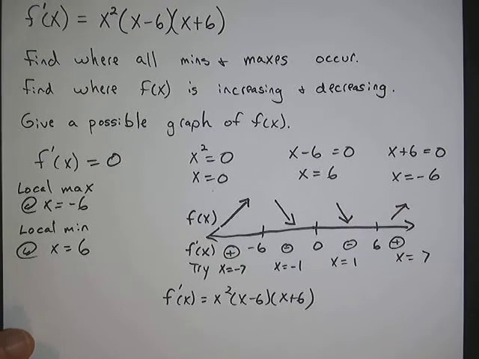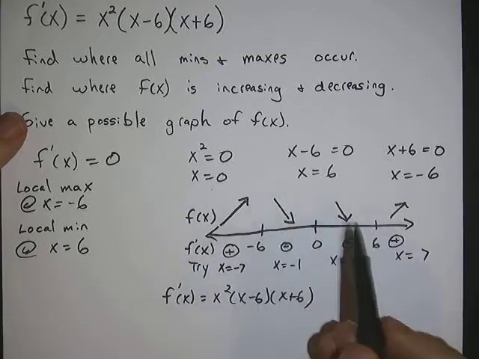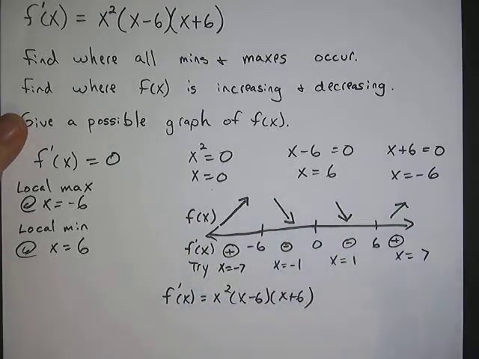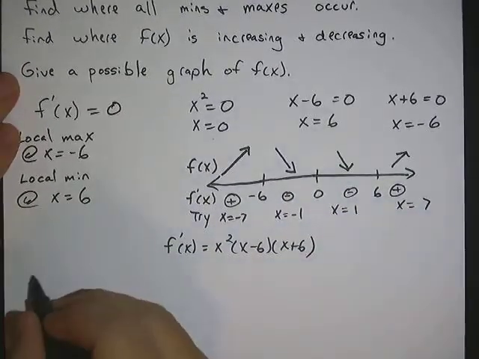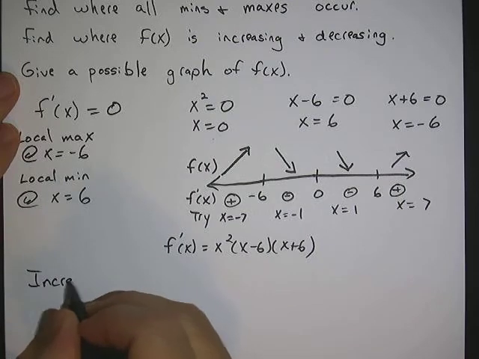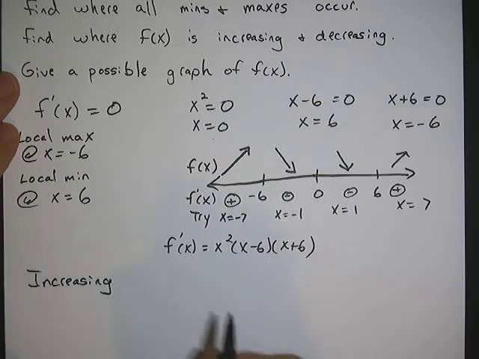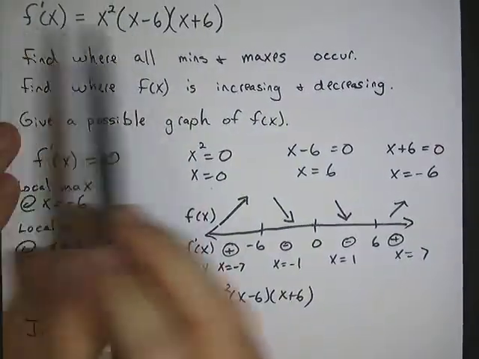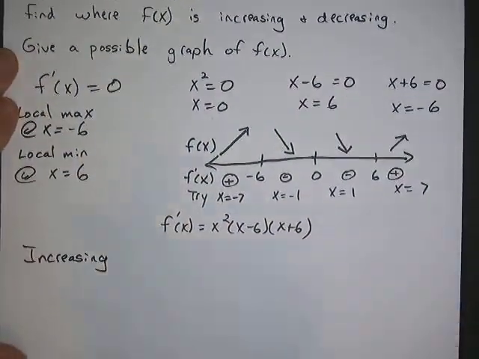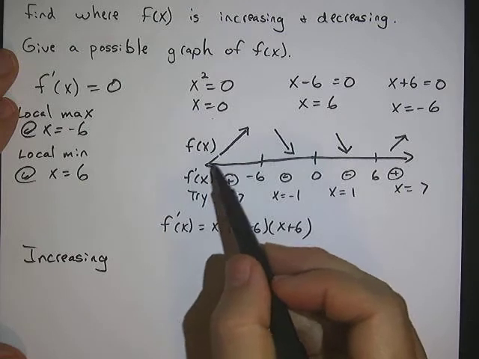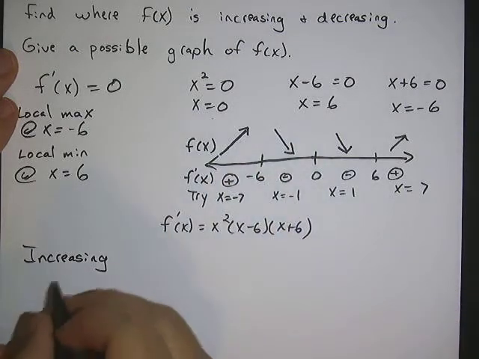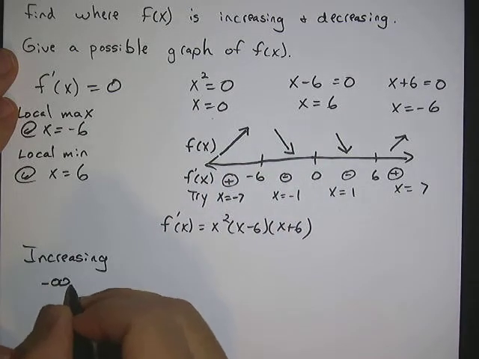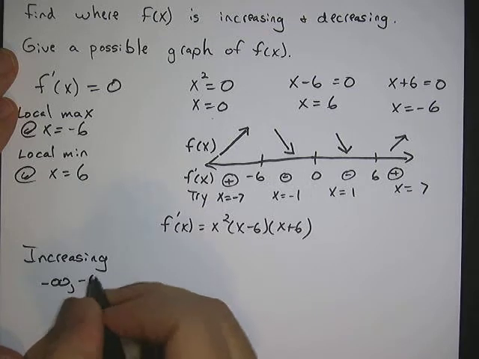Okay, so next question, it says where is f of x increasing, decreasing? Okay, so we can, again, we don't have to do any more work. It's already all right here. So let's start with increasing. It is increasing since this function is unrestricted, so it goes from -infinity to infinity. So it's increasing all the way till it gets to -6. So I'll say it's increasing from -infinity to -6.